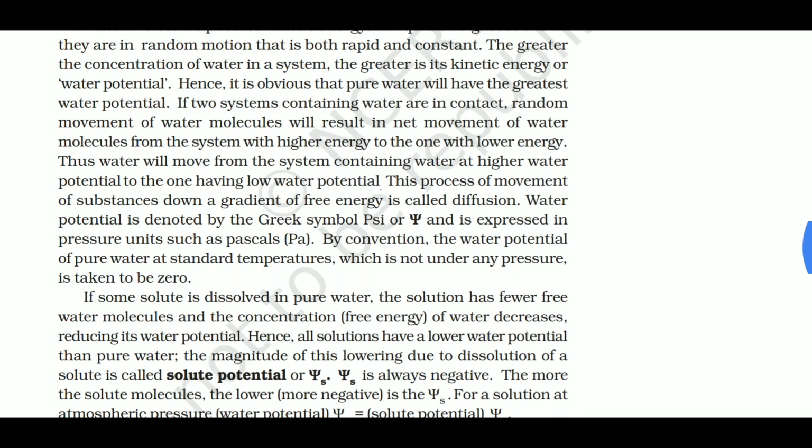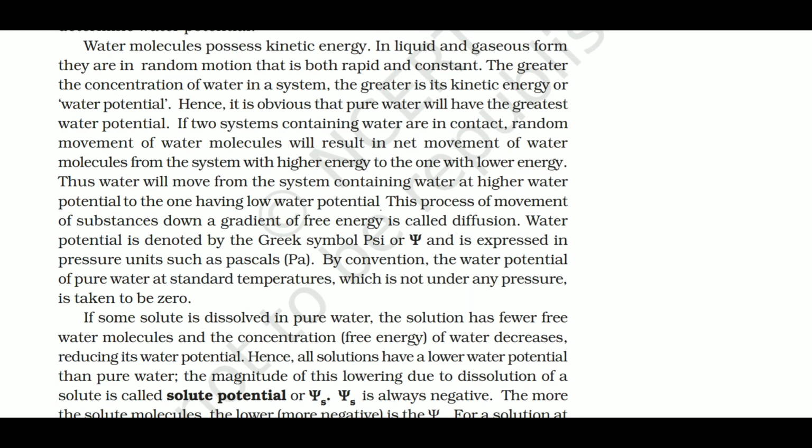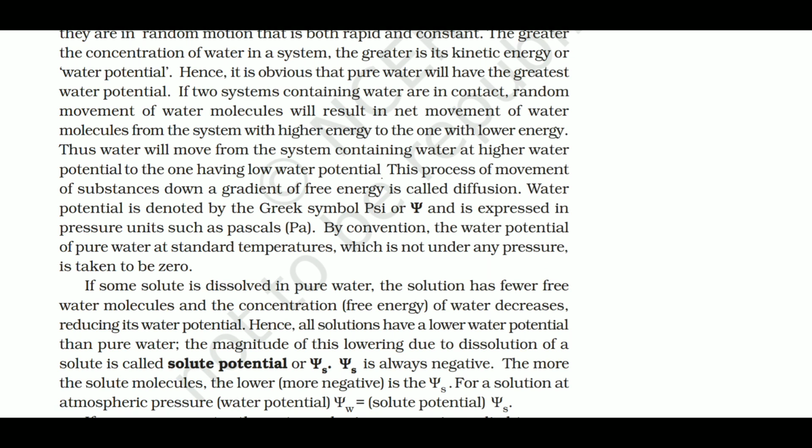For example, if we have two substances, one with more concentration of water and one with less, obviously the one with more concentration of water will have more kinetic energy. The best example is blood. In our body, the muscle has less water compared to the blood. Because of that, blood will have more kinetic energy, so it flows thoroughly in our body. Blood is an example I am giving for water potential.